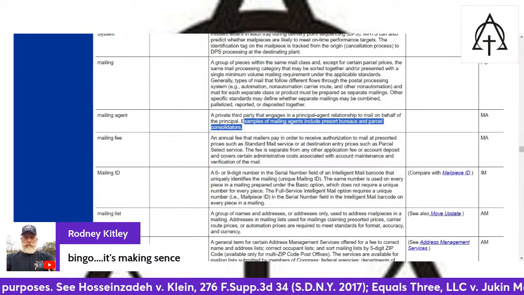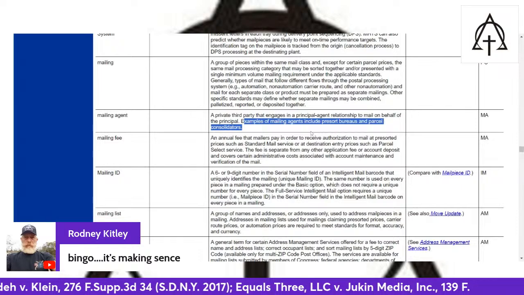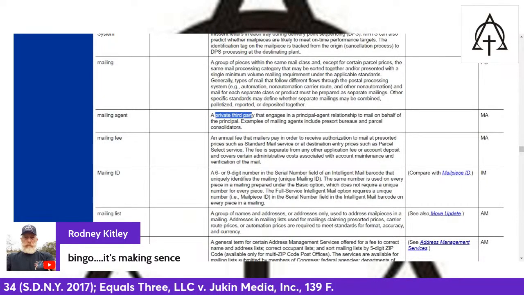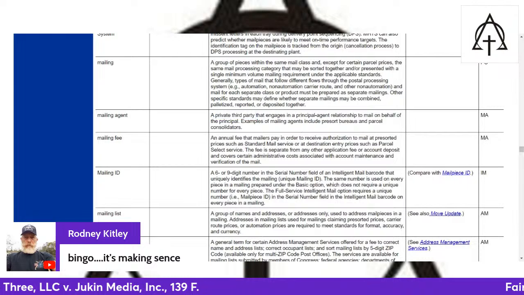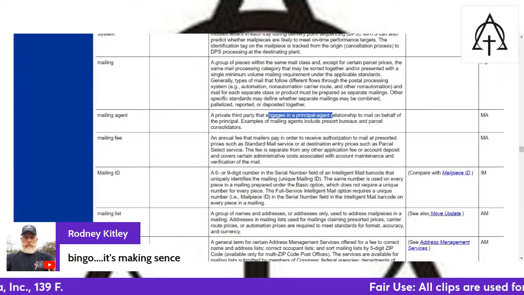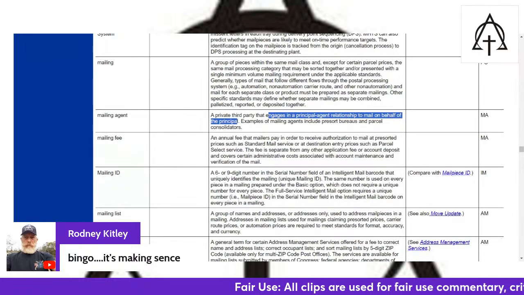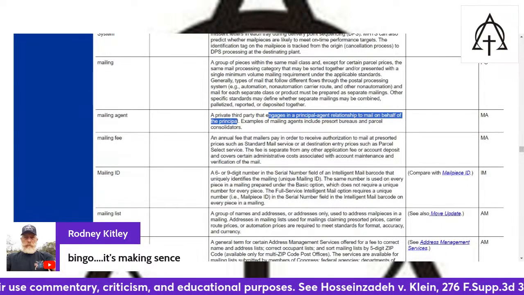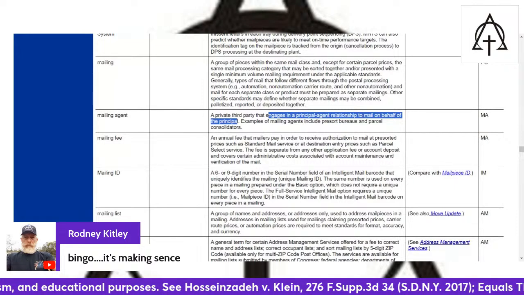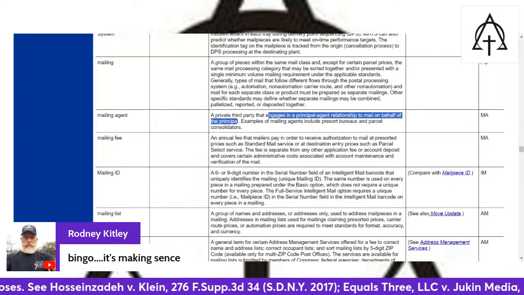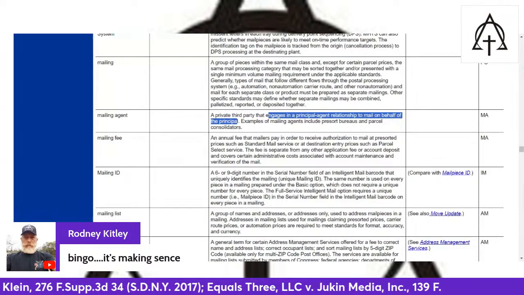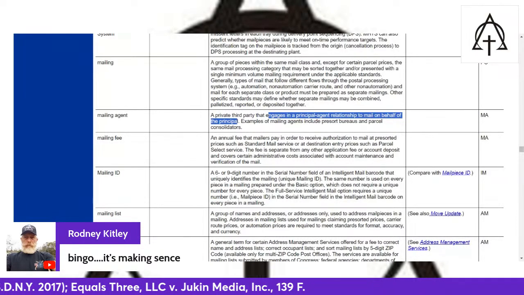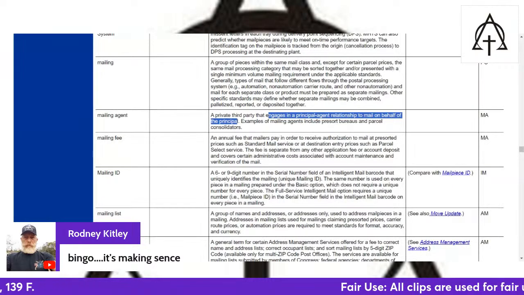Examples of mailing agents include pre-sort bureaus and parcel consolidators. But if you're a third party private to the entity and you're engaging in the principal agent relationship to mail on behalf of the principal by paying a charge, then you've been duped. You took on the expense. You took on incurring an expense as an operator in either the country of origin or destination. You've been duped. A resident, a mailing agent of a secondary postal box.